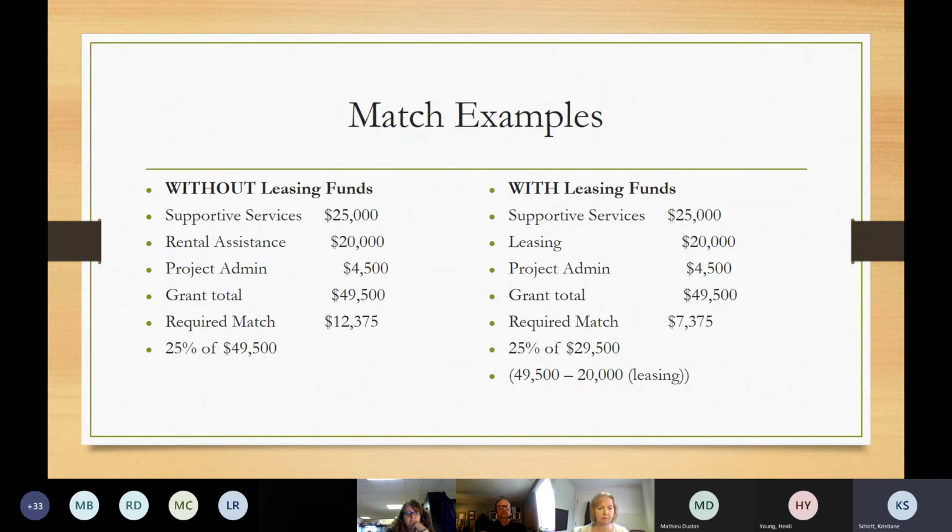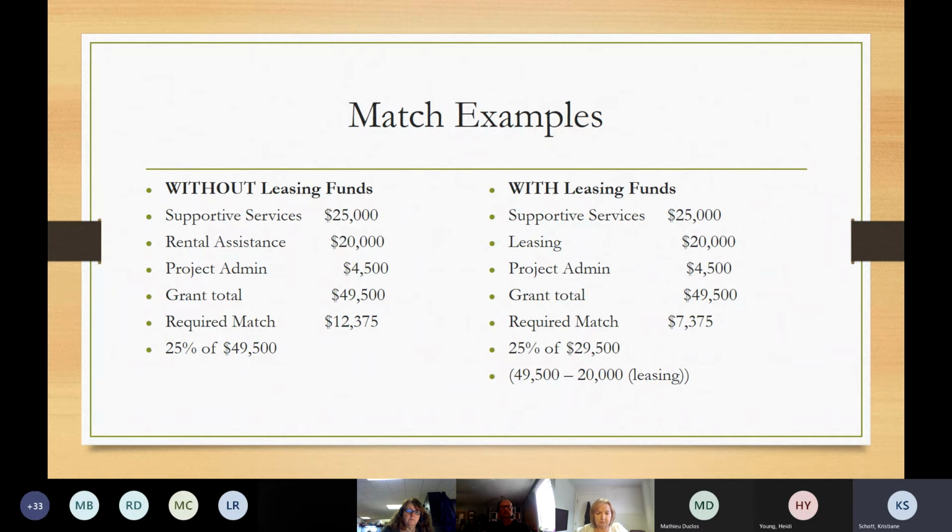So I'm going to go over some match examples. The first column shows a Continuum of Care project budget that does not have leasing funds. You can see we have $25,000 in supportive services, $20,000 in rental assistance, $4,500 in project administrative fees, and your grant total is $49,500. The required match is 25% of that $49,500, which equals $12,375.